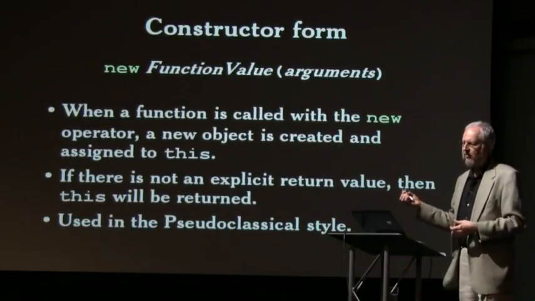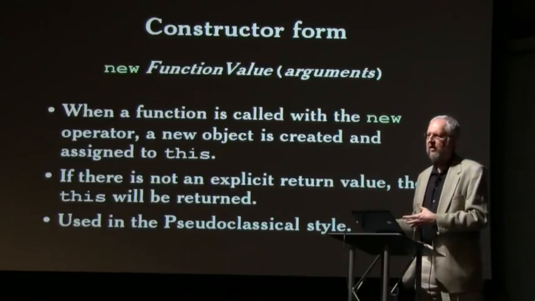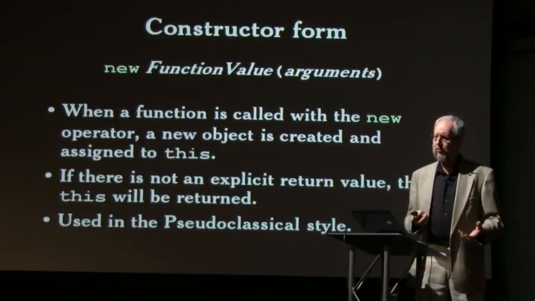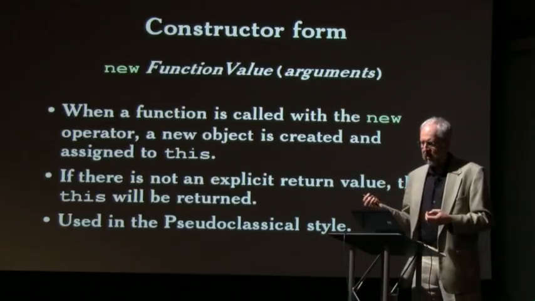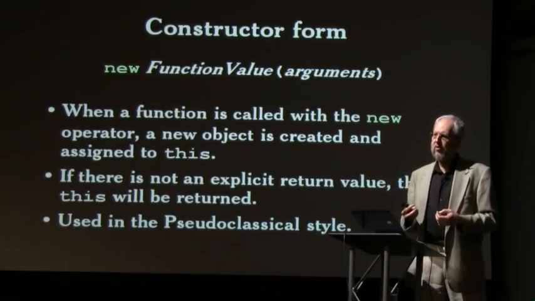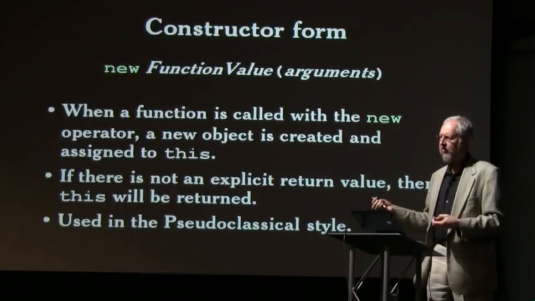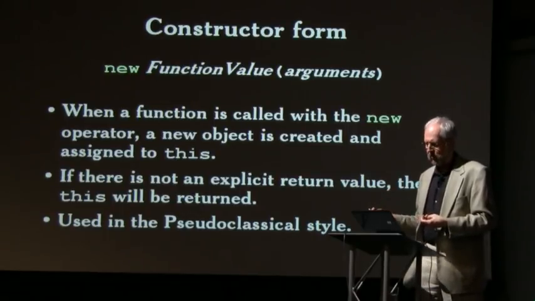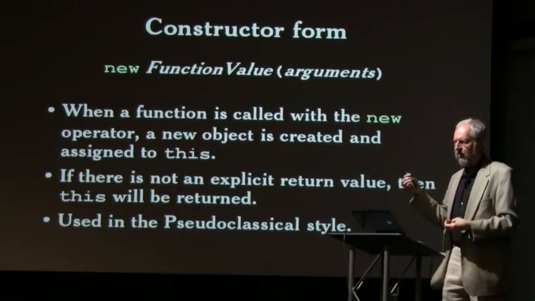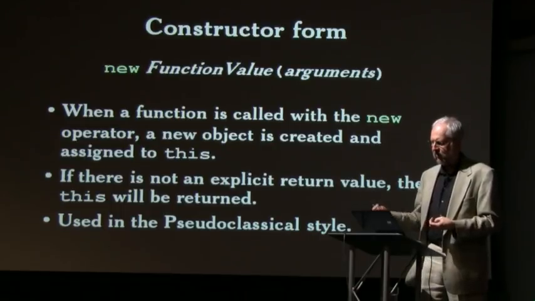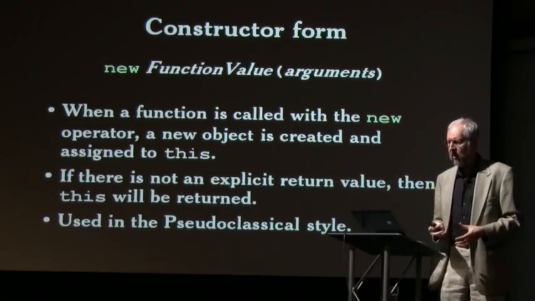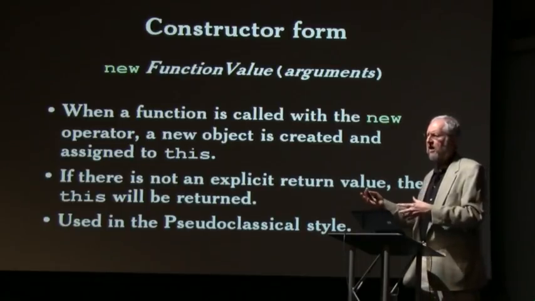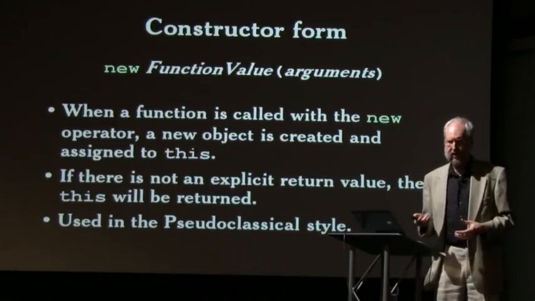We have a constructor form, which looks like the function form, except we have the new prefix. So now when the function is called, this is bound to a new object that inherits from the function's prototype member. Then if the function does not explicitly return a value, then that new object will be returned. This is used very much in the pseudo-classical style, which we'll look at a little bit later.